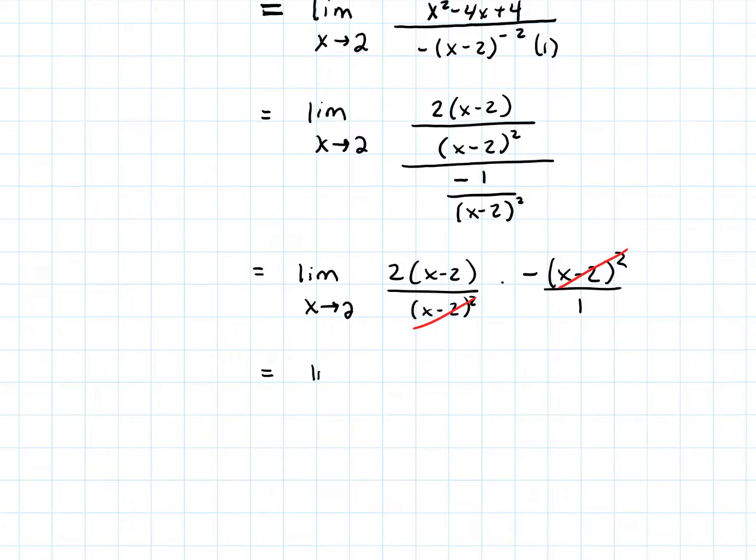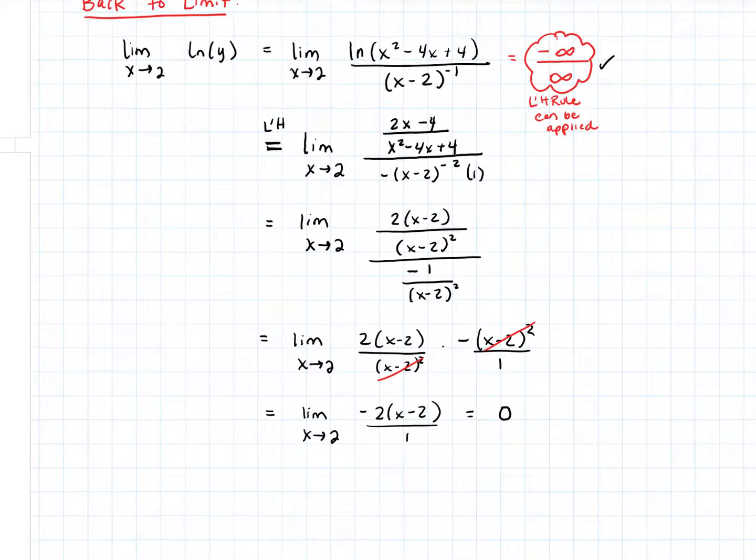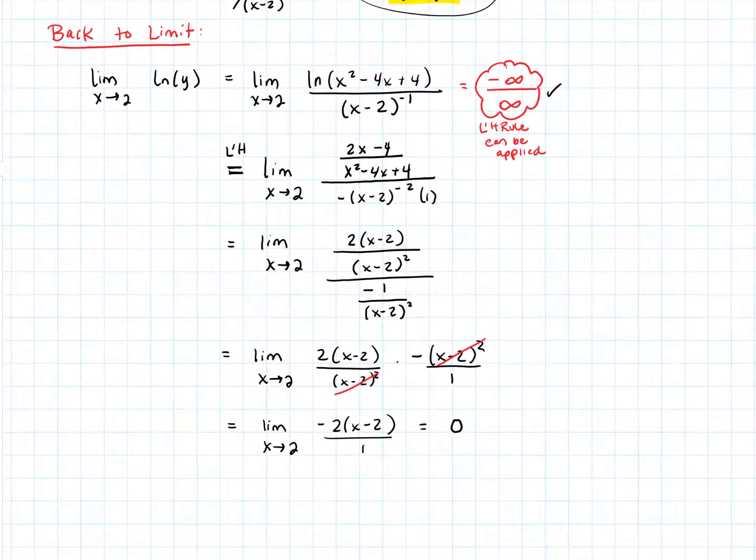Simplification. We've now got the limit as x approaches 2 of negative 2 times x minus 2 over 1. And now we can go ahead and take that limit. That limit now is simply 0. And what I will say is a common mistake is to box this off, all that work, we're done. But that is not true. That is not actually our answer. That is the limit of the natural log of y.